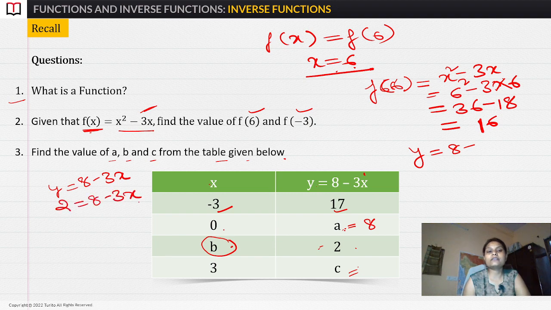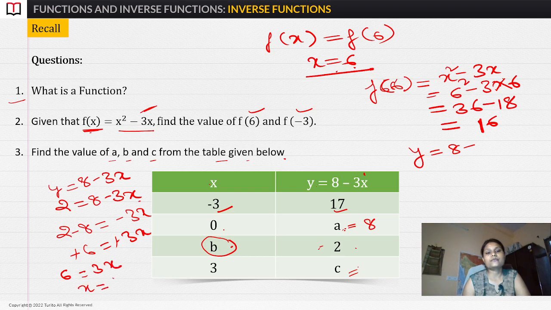Now simply we can find the value for x just by performing simple transformations, which is just carrying out a little bit of transformation from the left hand side to the right hand side. So if we do 2 minus 8 is equal to minus 3x, which is minus 6 is equal to minus 3x. Minus gets cancelled out from both sides. It will be 6 is equal to 3x, and if we divide by 3 on both sides, it will be x is equal to 2. So the value for x here means the value for b is equal to 2. Likewise, you will get the value for c.